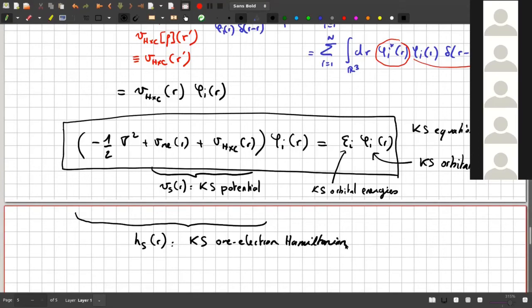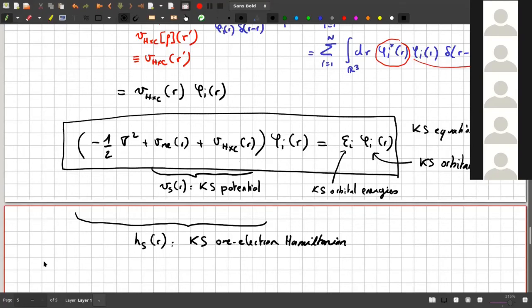So physically speaking, this is a system of n non-interacting electrons having the same ground state density as the physical system. And the role of this additional potential is that the Kohn-Sham orbitals give you exactly the exact ground state density of your system. So it is a sort of mean field to take into account the electron-electron interaction to obtain the exact ground state density.